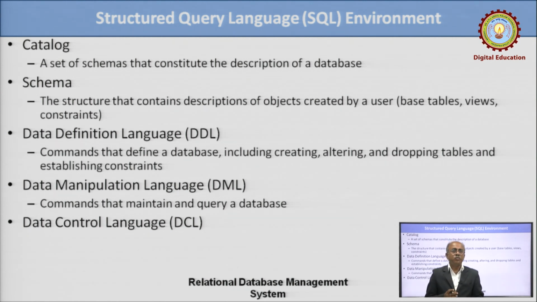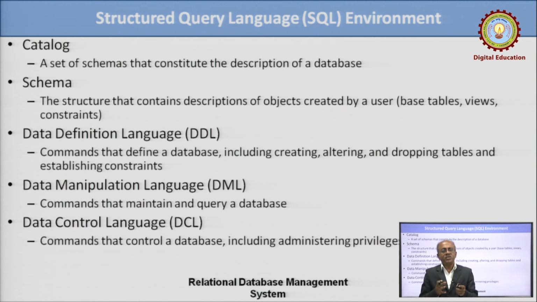Then, in order to manipulate the data, we have another set of commands in SQL, which is known as data manipulation language. The set of commands which comes under the category of DML is used to manipulate the data. And then the third category is data control language. All these combined together are known as SQL. The SQL commands come under three categories: one is DDL, one is DML, and the third one is DCL.